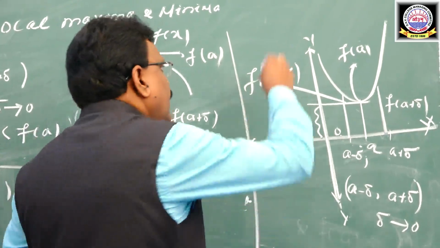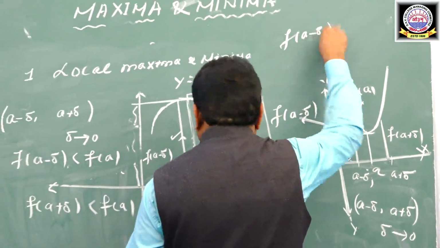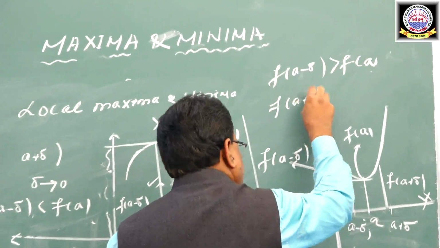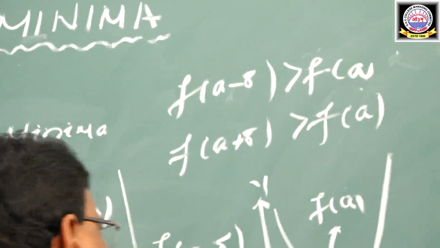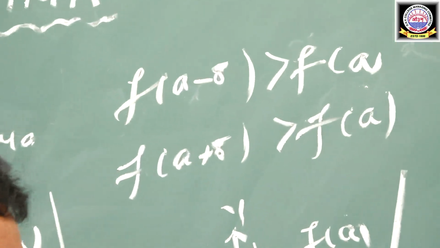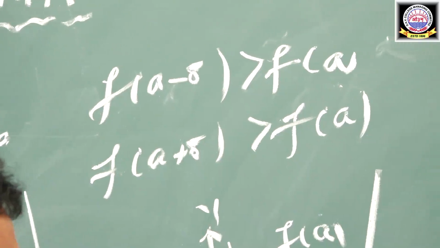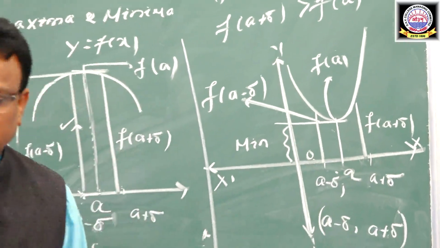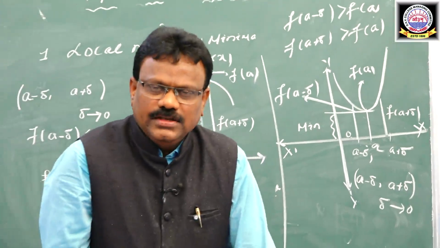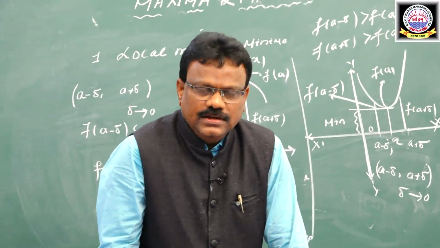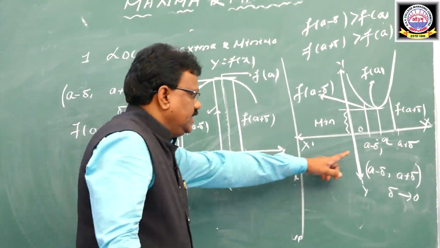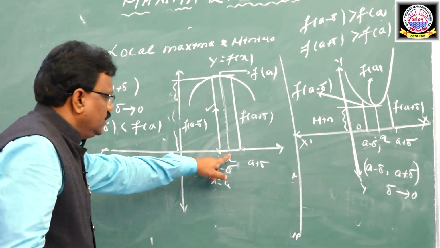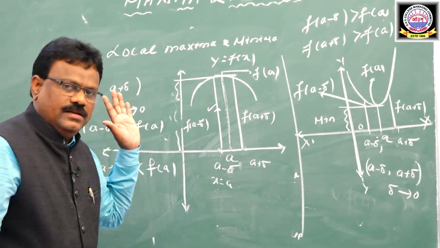So here I can say f of A minus delta is greater than f of A, and similarly f of A plus delta is also greater than f of A. So any value within A minus delta and A plus delta must be greater than f of A. Among all these values, f of A is the minimum value, and this value is attained at x equal to A. So in this case A is the local minima, and in the earlier case A is the local maximum.